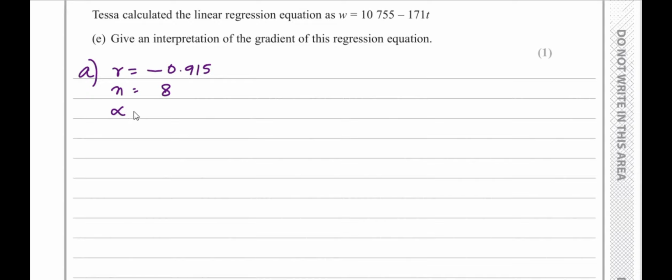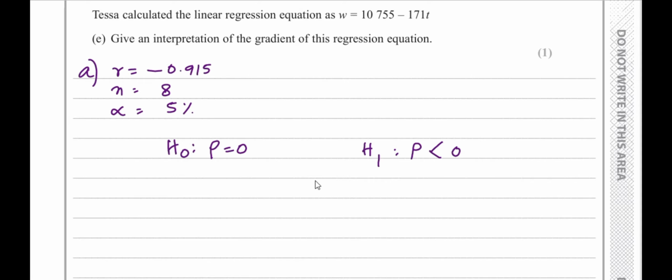Then we have the level of significance, which is given to be 5%. Then we need to write out the null hypothesis and the alternate hypothesis. For the null hypothesis, we always write rho is equal to 0. Remember, rho is the correlation coefficient for the entire population, and this r, the PMCC coefficient, which is the observed value from the question, is for the sample. So when we write the alternate hypothesis, we will say rho is less than 0, because the question is asking us to test whether it is negative.